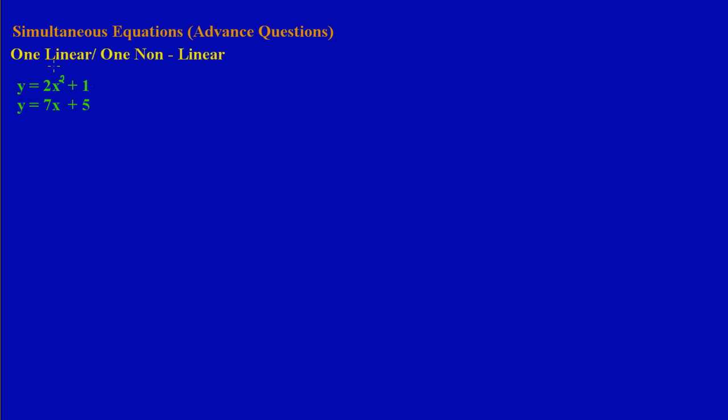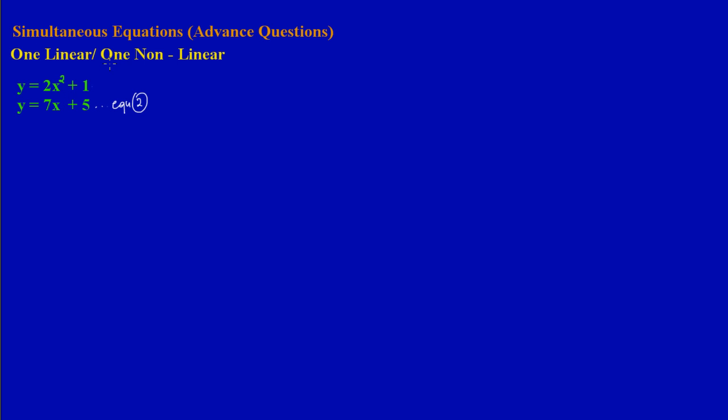Now, what does a linear equation mean? A linear equation is an equation in which the highest power of the variable is 1. If you notice in equation 2, we have y is equal to 7x plus 5. So in equation 2, I have a linear equation where the highest power of x is 1. That's what we mean by a linear equation.